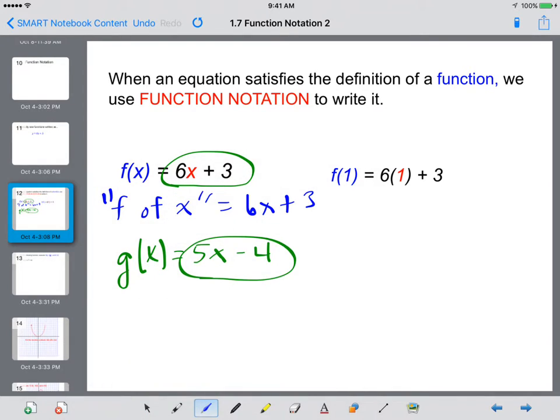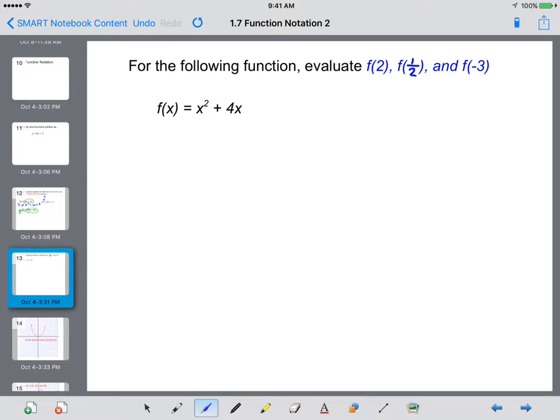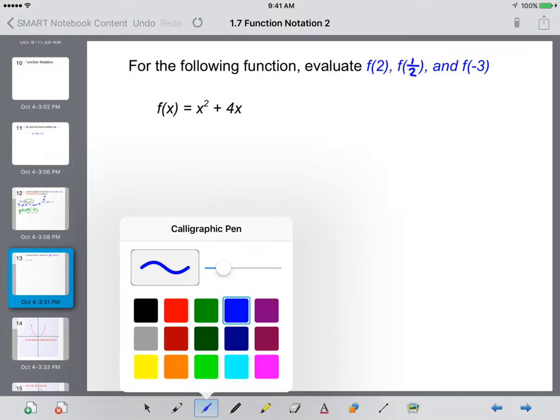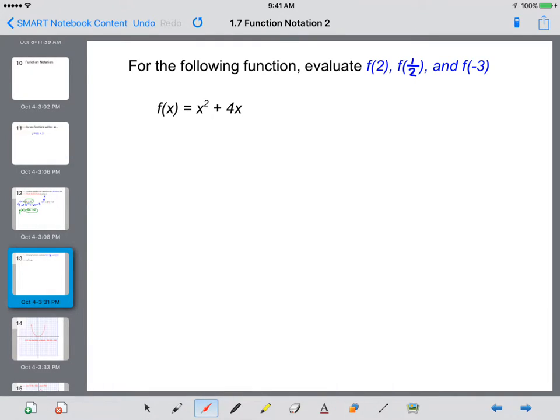For this function notation, when we want to find a value, such as, let's say x is 1, then we are going to plug the 1 into the x for the equation. I'm going to show you an example. So for the following function, it says to evaluate f of 2, f of 1/2, and f of negative 3. So to find f of 2, here it says f of x equals x squared plus 4x.